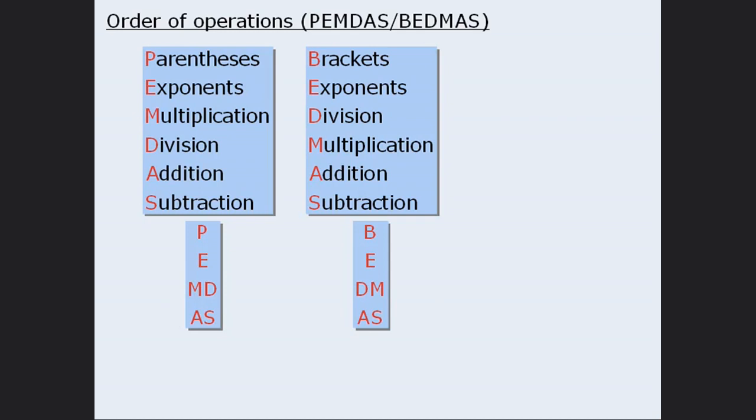This means that if we have both division and multiplication in an expression, both operations are considered equal, so we must tackle them in order from left to right. The same applies to addition and subtraction. If addition and subtraction both appear in an expression, both operations are considered equal, so we must tackle them in order from left to right.